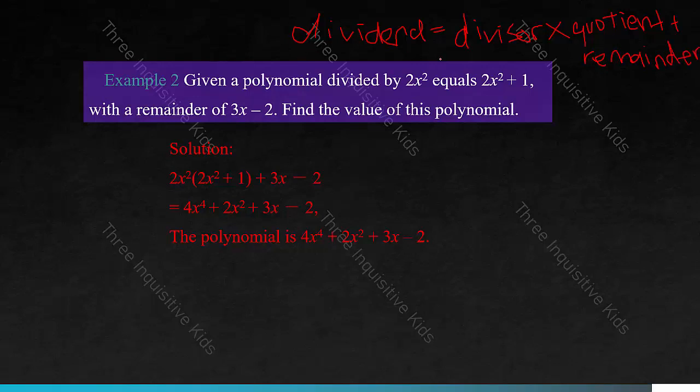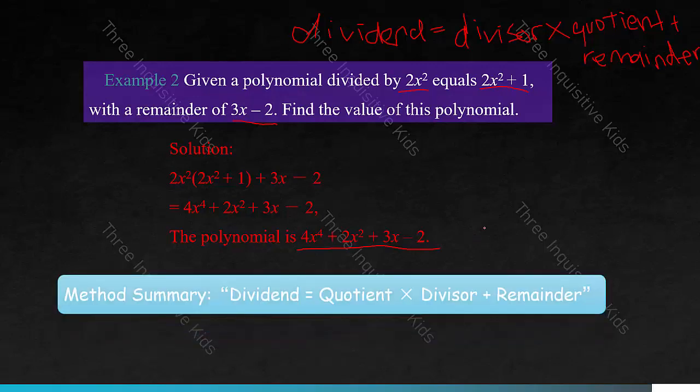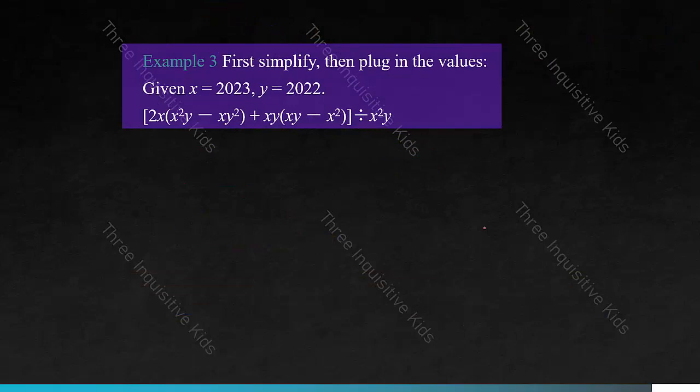We have our handy dandy little equation over here. Dividend equals divisor times quotient plus remainder. Now we know that 2x squared is our divisor. 2x squared plus 1 is our quotient. The remainder is 3x minus 2. So now, since we already have these 3 major components of the formula or the equation, we can find the dividend, which is the polynomial. And this polynomial would be 4x to the 4th power plus 2x squared plus 3x minus 2. Method summary. Again, this is what I wrote. Dividend equals quotient times divisor plus remainder. First simplify, then plug in the values.